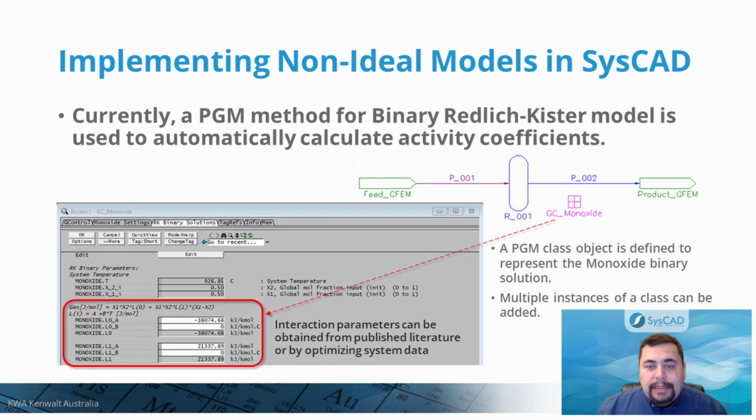To automatically calculate the activity coefficients of a solution model in a Gibbs Free Energy Minimizer reactor, we implemented a general controller using the SysCAD PGM programming language, where the interaction parameters can be set directly. In this case, the binary RK model was implemented as a class object, which allows us to reuse the class and model systems with various non-ideal solutions. In this screenshot, the monoxide phase is shown, and we are using first and second order interaction parameters for this solution.